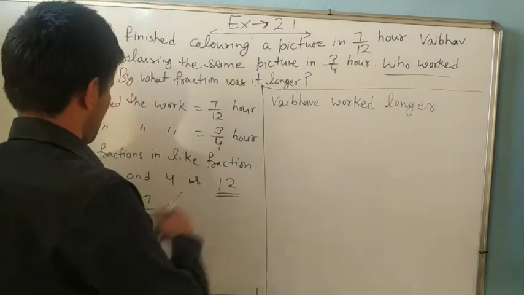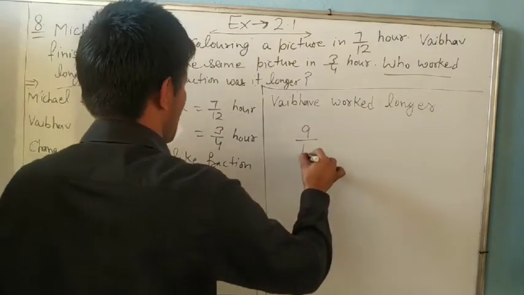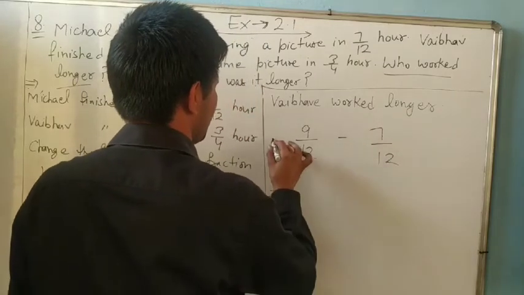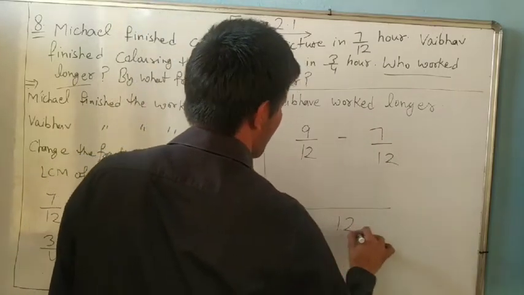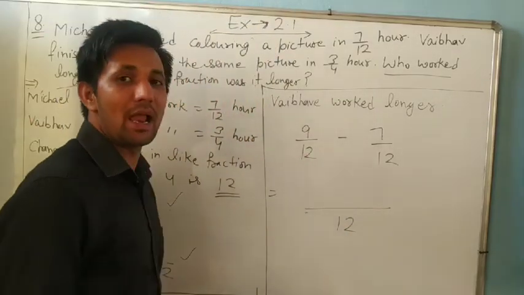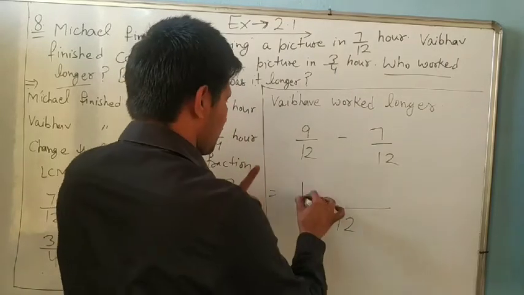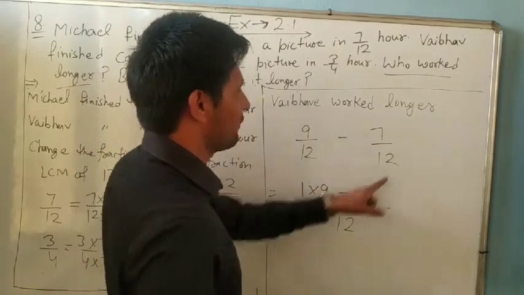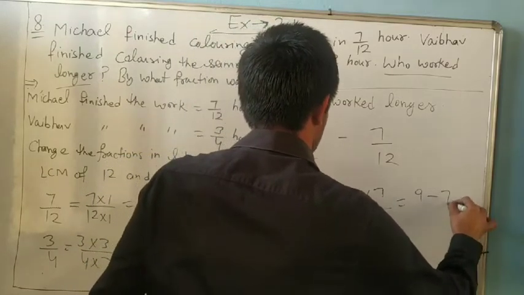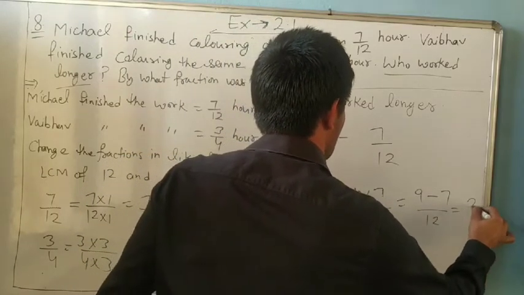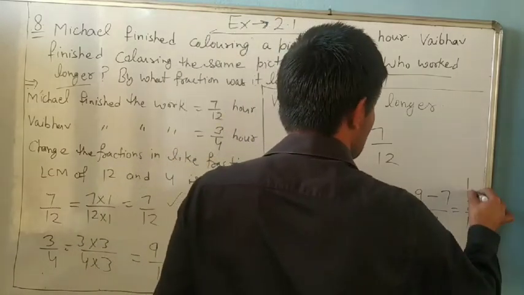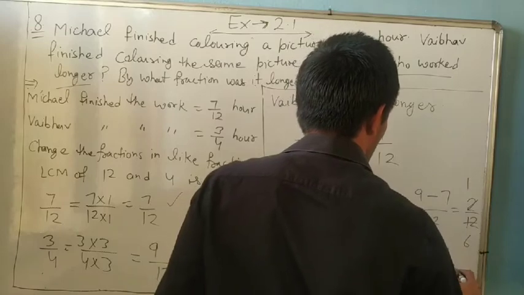By how much, you can find by 9 by 12 minus 7 by 12. 12 is the LCM. The LCM is divided by the denominator: 12 divided by 12, we got 1. 1 multiply 9 minus 1 into 7, divided by 12. So 9 minus 7 divided by 12 comes 2 by 12. And 2 by 12, if you want, 2 ones are 2, 2 sixes are 12, so it is 1 upon 6.